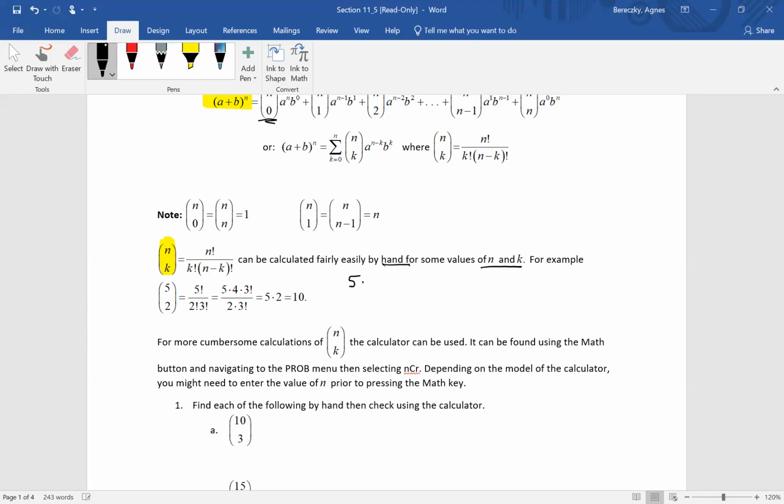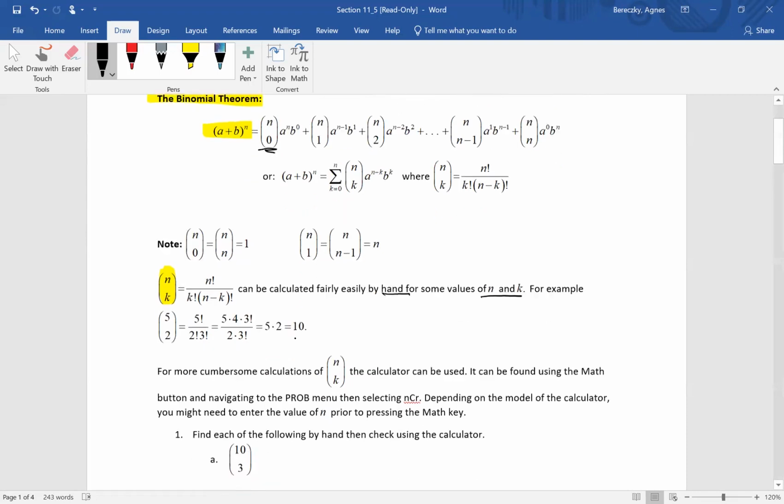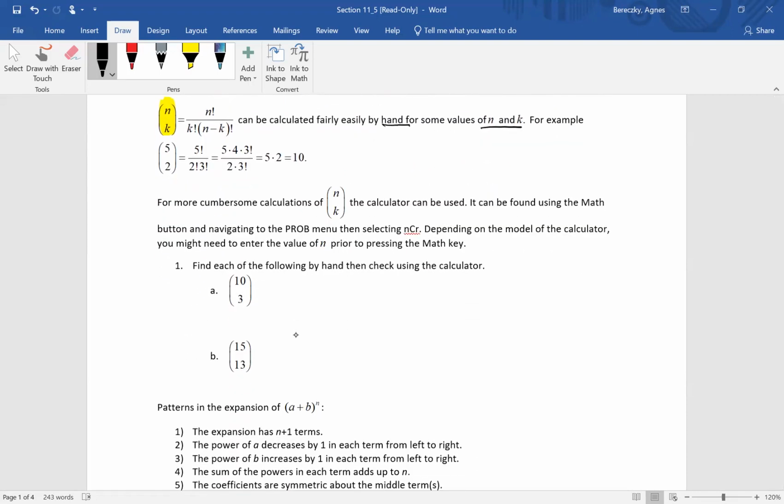If I really expand it, 5 factorial is 5 times 4 times 3 times 2 times 1. 2 factorial is 2 times 1. 3 factorial is 3 times 2 times 1. And then we can start simplifying. 2 goes into 4 2 times. 4 times 2, 5 times 2 is 10.